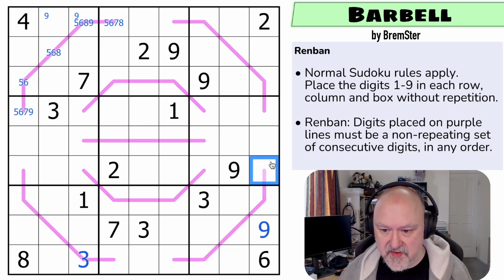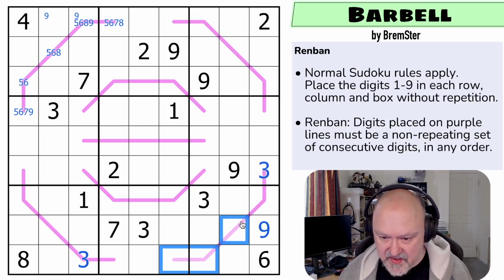Where's the 3 on this line? It must be there. These are 1, 2, 4, 5. There's no 2 there. There's no 1 there. So 1 is in one of those 3. There's no 1 there. 1 is actually in one of those 2.